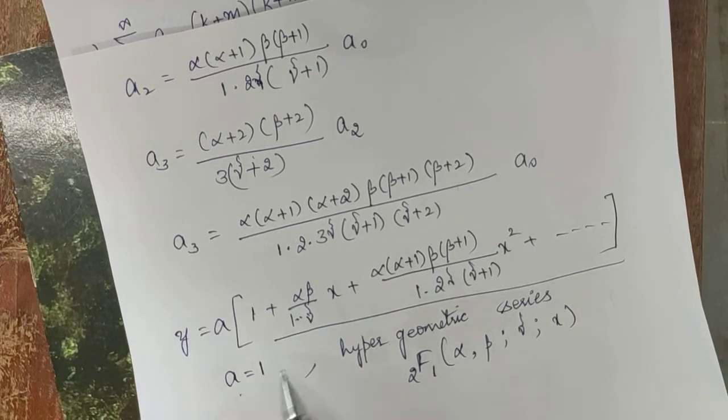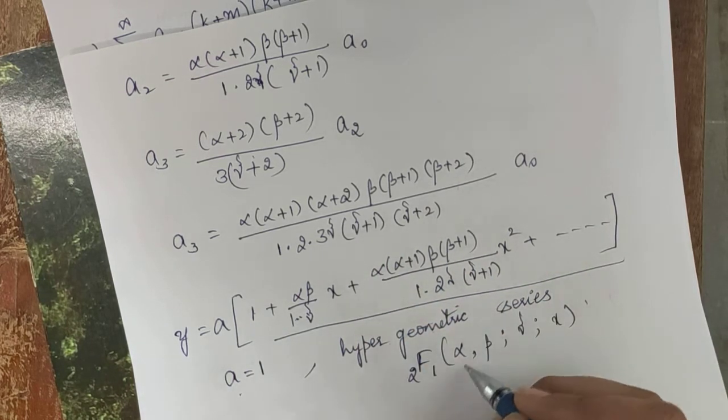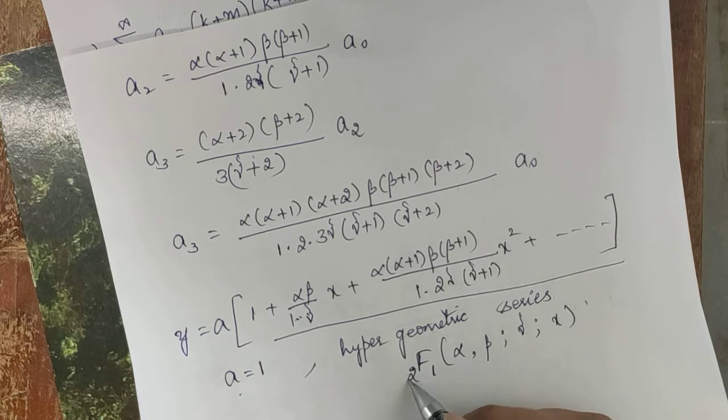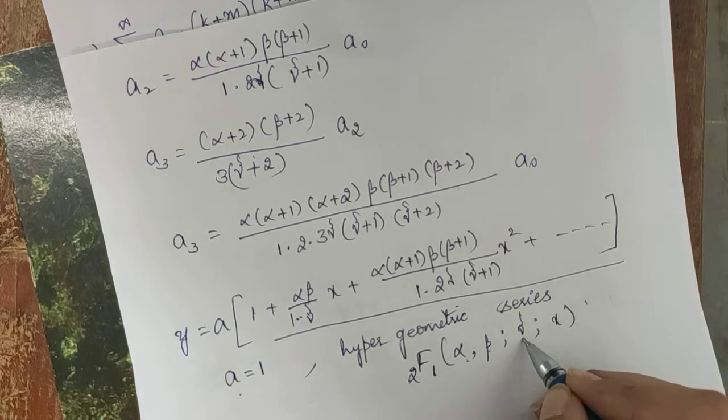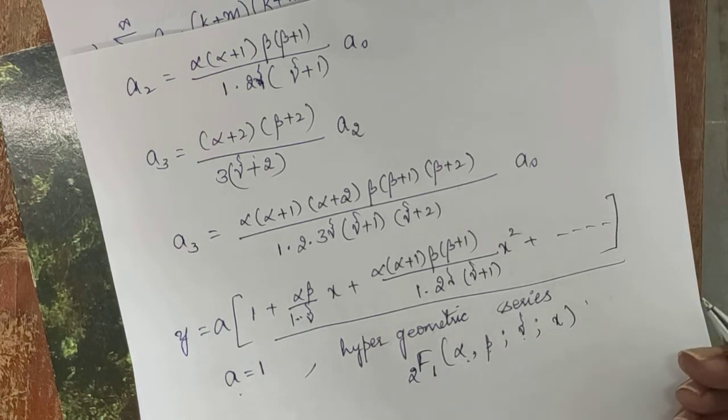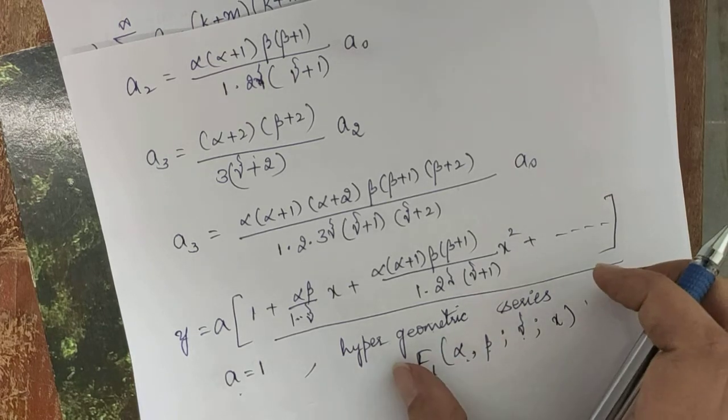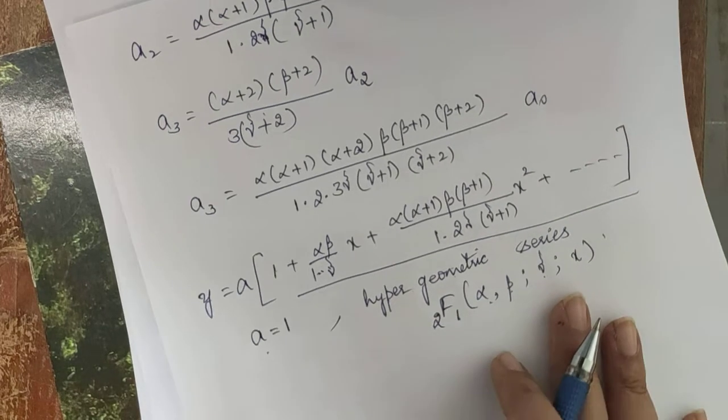When a is equal to 1, the whole series will become hypergeometric series, and we will represent that as F(2,1) of alpha beta gamma x. Okay, so this is nothing but the solution of your equation 1.